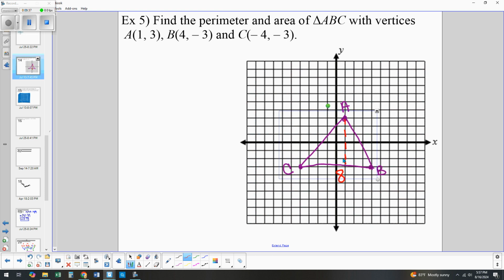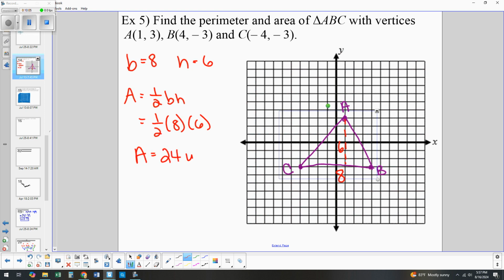And I know the height should be a perpendicular line to the bottom. So as long as I'm doing a vertical line to my horizontal bottom, that is the height. So that is 1, 2, 3, 4, 5, 6 spaces. So if the base is 8 and the height is 6, we're going to have 1/2 times 8 times 6. So the area is actually 24 units squared.